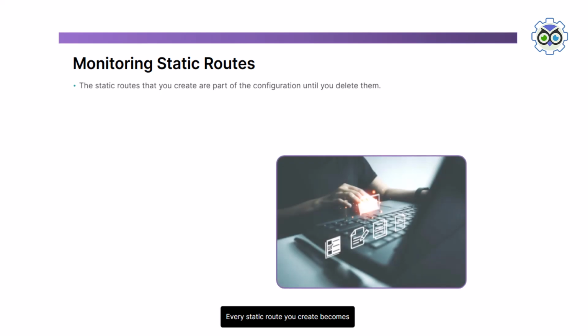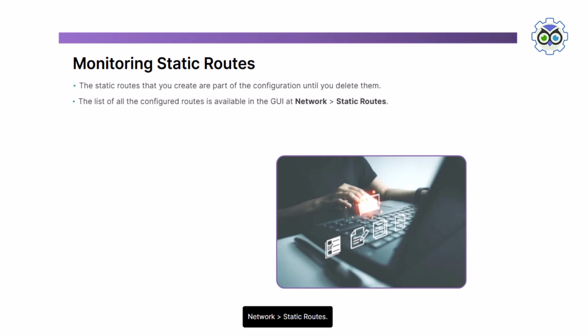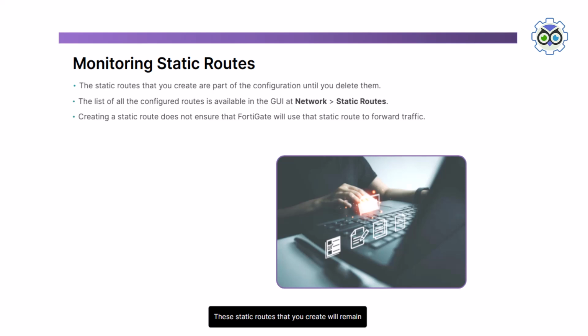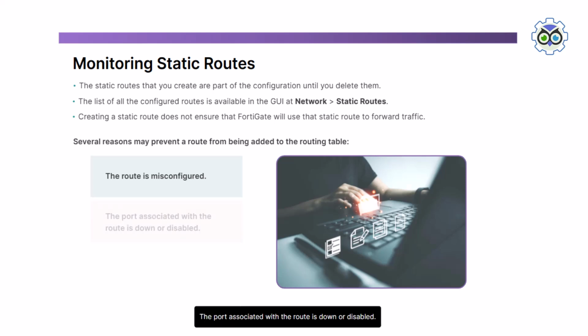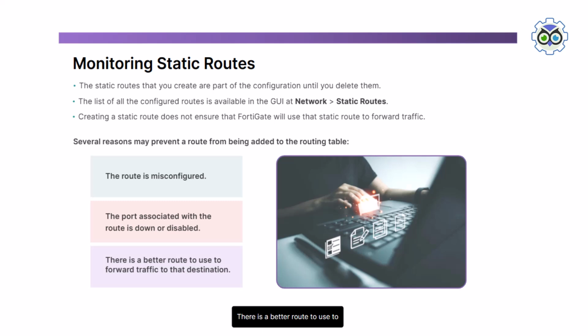Every static route you create becomes part of the FortiGate configuration, and you can verify this in the GUI under Network, Static Routes. These static routes that you create will remain in the configuration until you delete them. Several conditions can prevent a configured route from being added to the routing table and, consequently, not being used to forward traffic. The most common of these conditions are: the route is misconfigured, the port associated with the route is down or disabled, or there is a better route to use to forward traffic to that destination.